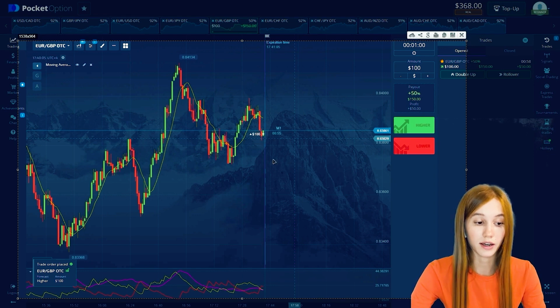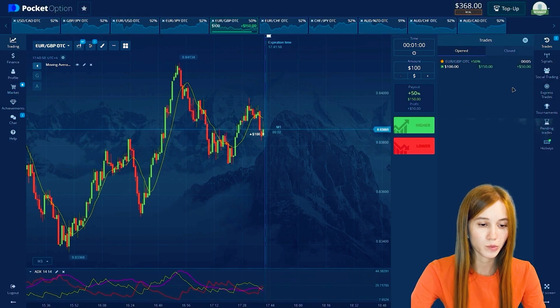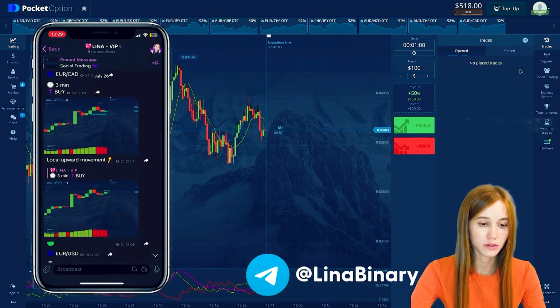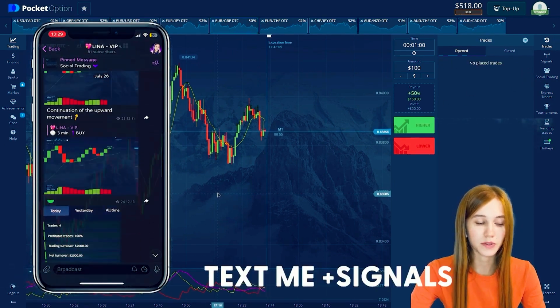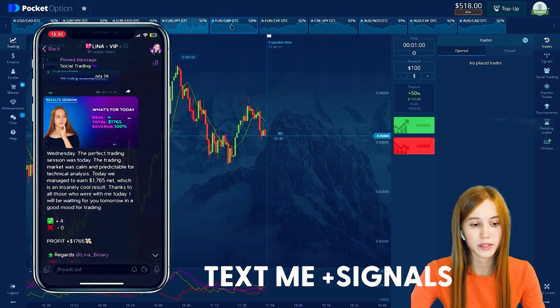ADX red line prevails over green line, and both lines are directed upwards. That means that the trend is falling. I think there will be a pullback on this candle. Let's see. Several seconds until the end of the deal. Three seconds. One last deal. Good, profit is $50. The payout percentage has dropped, but let's not despair. $50 is also a good result.